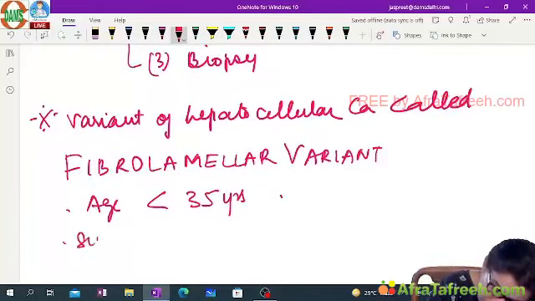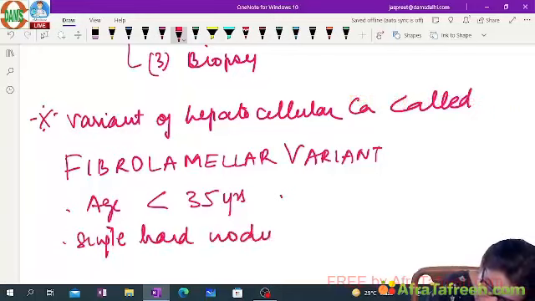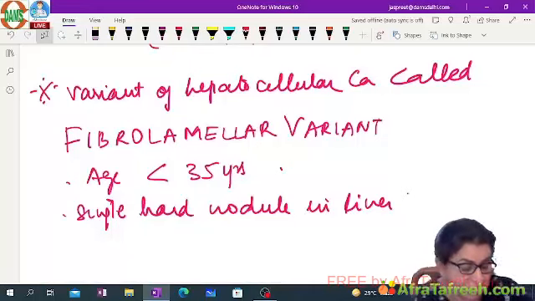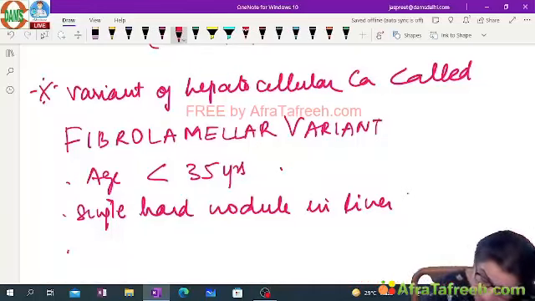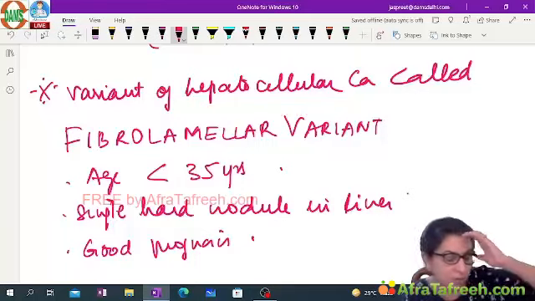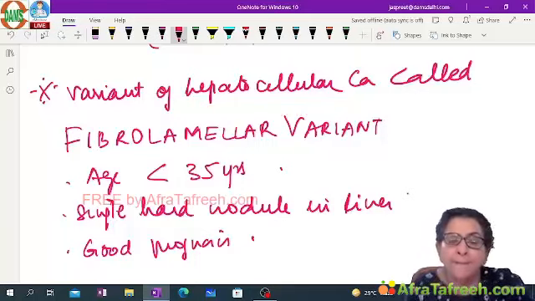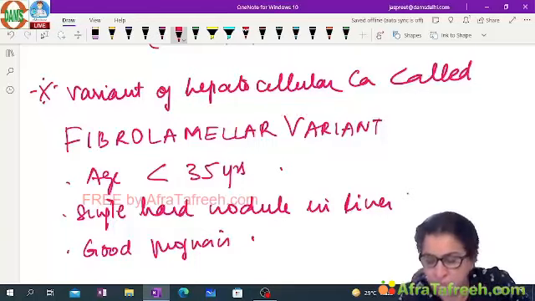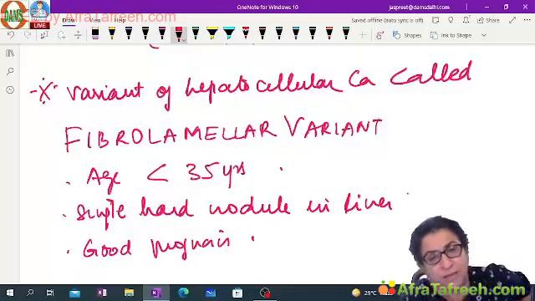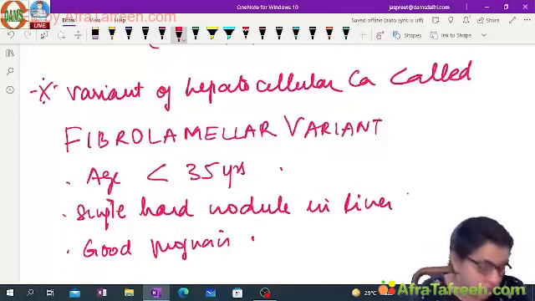So, presentation is single hard nodule in the liver, and this is a rare variant, accounts for 5% of hepatocellular carcinomas, and comparatively it has a better prognosis. It has a good prognosis. So it is in younger people, single hard nodule will happen and it carries a better prognosis than the usual hepatocellular carcinoma, that is the fibrolamellar variant.